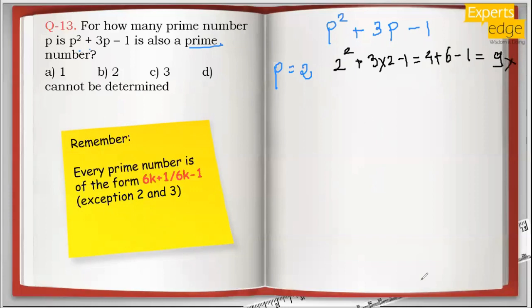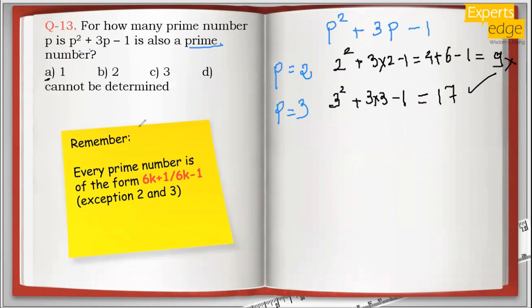Now I can take next p as 3. So it will be 3 square plus 3 into 3 minus 1. So p square, 3 square, is 9. Okay. This value comes out to be 9 plus 9 minus 1, that is 17. 17 is a prime number. So at least we got one number, right? Now 1 though is there for sure. So will my answer be 1 or cannot be determined?